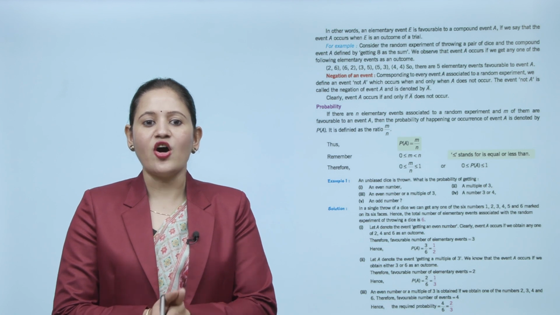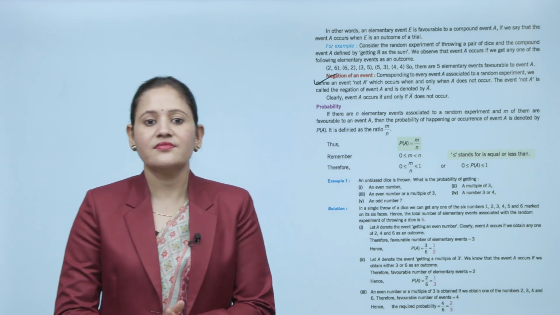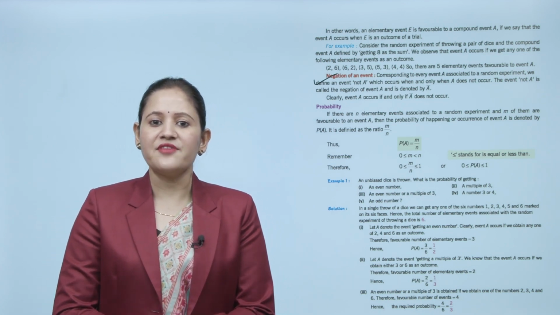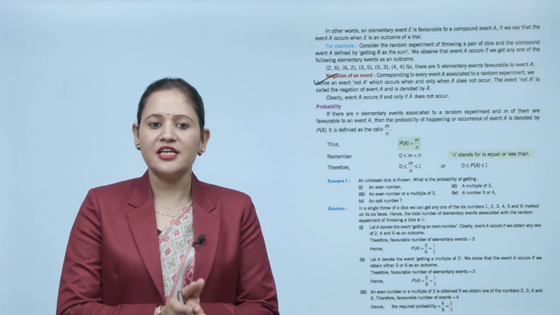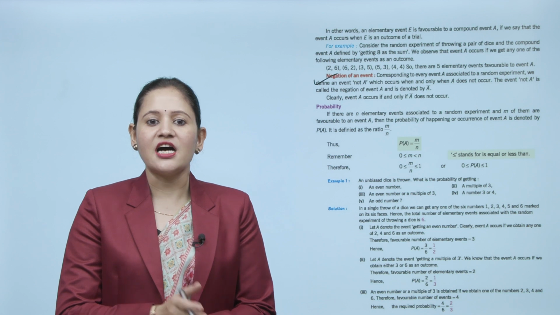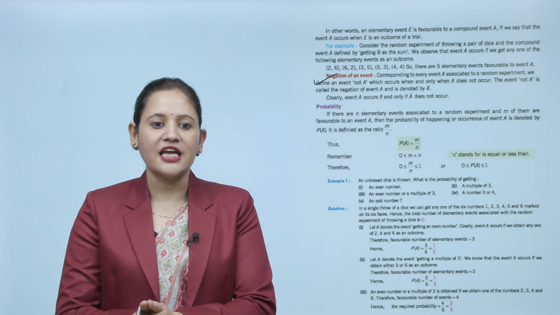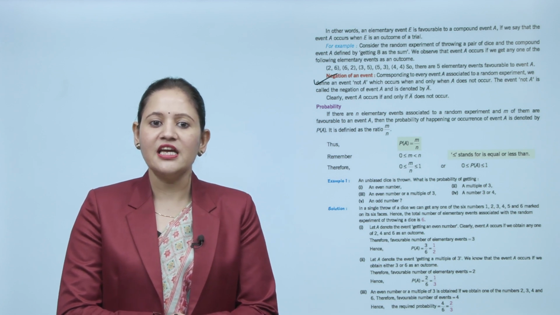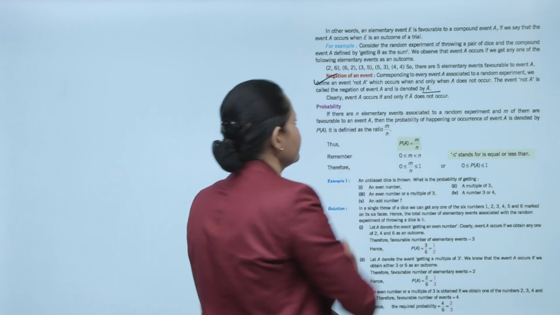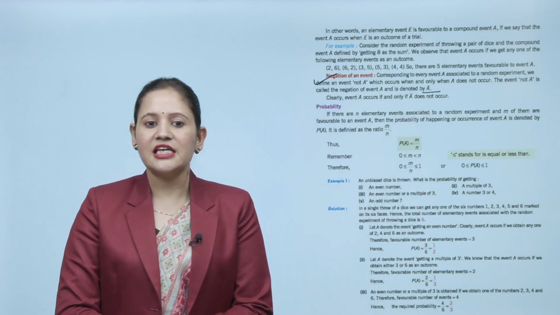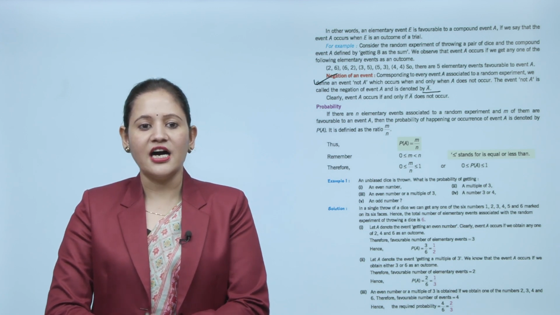Next, negation of an event. Corresponding to every event A associated to the random experiment, we define the event not A, which occurs when and only when A does not occur. The event not A is called the negation of event A and is denoted by this. Clearly, event A occurs if and only if not A does not occur.